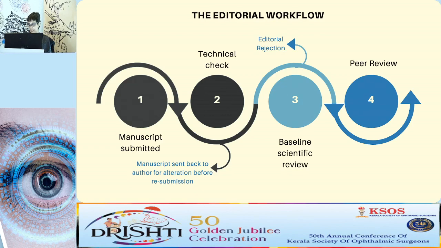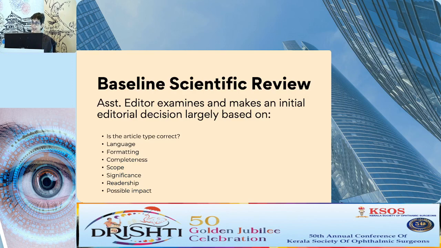Then the article goes for a baseline scientific review. Now, baseline scientific review is performed by a young, enthusiastic editor who is an associate editor or assistant editor, and they make their decision by looking at whether the article type is correct or not. So if there are more than 5 cases, it's not a case series, instead it is an original article. They look at the language, whether scientific language is utilized in writing the article and not a layman's language, and not too many adjectives are utilized. They look for completion, so whether it has the IMRAD format. I hope all of you are familiar with the IMRAD format, and also whether there is an abstract along with the article.